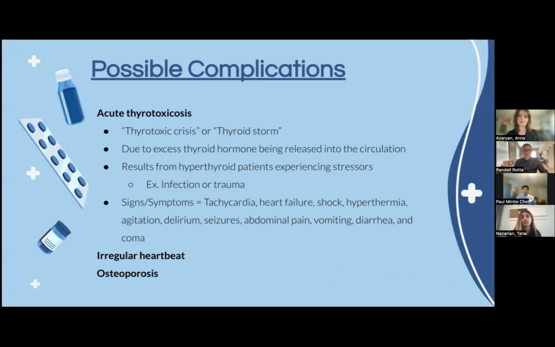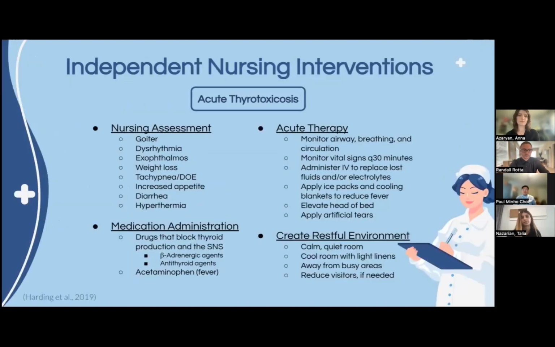Signs and symptoms of the thyroid storm include tachycardia, heart failure, shock, hyperthermia, agitation, delirium, seizures, abdominal pain, vomiting, diarrhea, and eventually coma. Other complications include irregular heartbeat and osteoporosis.